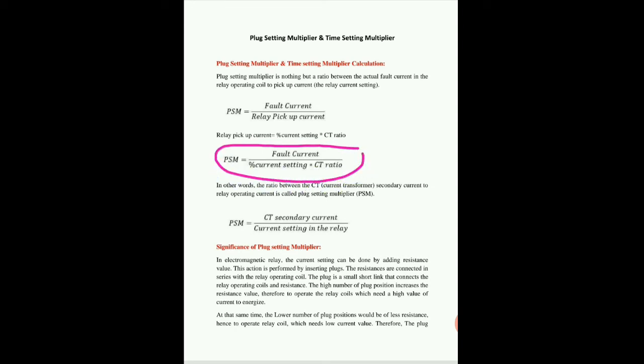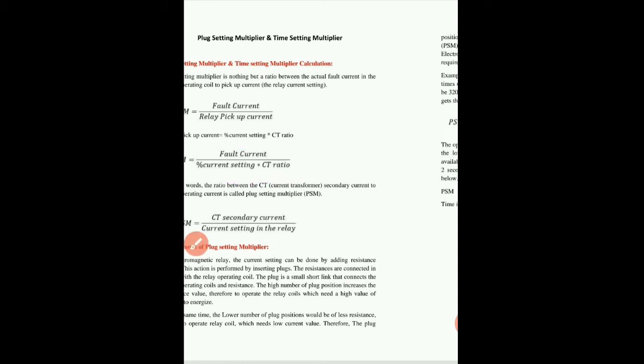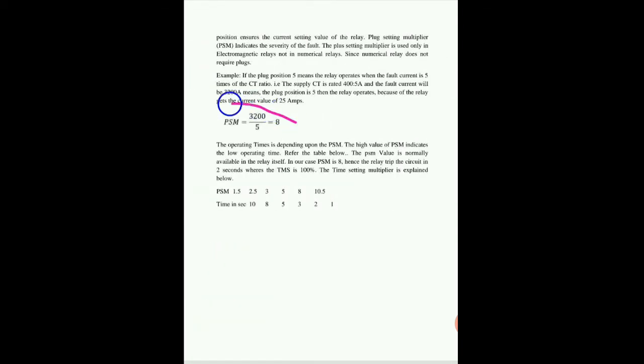For PSM we have the formula, which we show here. We can again show you that you have to put this formula. The fault current is 3200, and current setting is 400 divided by 5, that is 80, and CT ratio is, we have to calculate. After putting these three values in the PSM, we can get the plug setting multiplier.